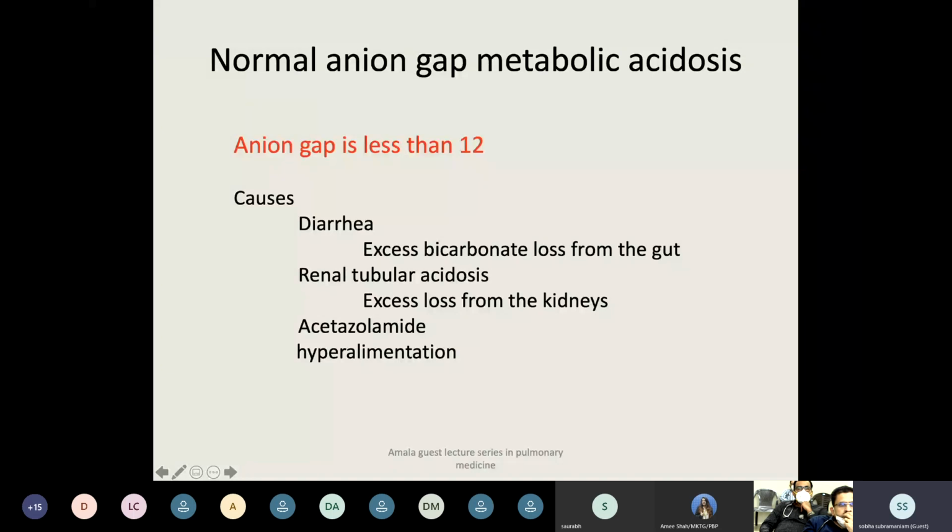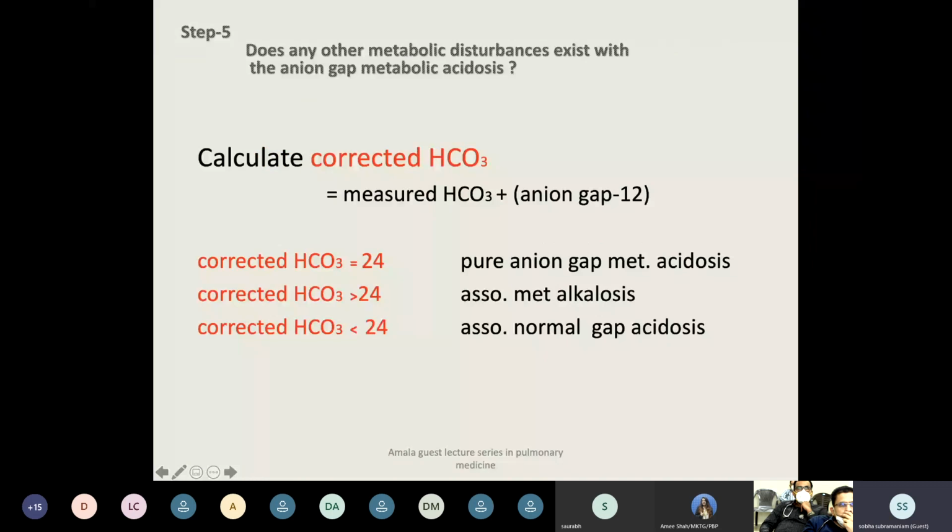Now, we are moving on to step 5. You have diagnosed high anion gap metabolic acidosis. You have to know whether another metabolic disturbance coexists with it. For that, you calculate the anion gap and you look at the corrected bicarbonate. So what is this corrected bicarbonate? It is the measured bicarbonate plus the patient's anion gap minus 12, the difference in the anion gap. If you add that to the measured bicarb, you will get the corrected bicarb.